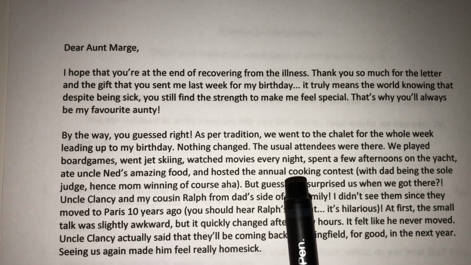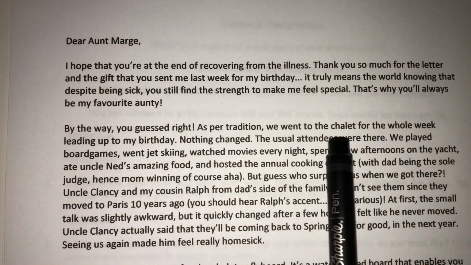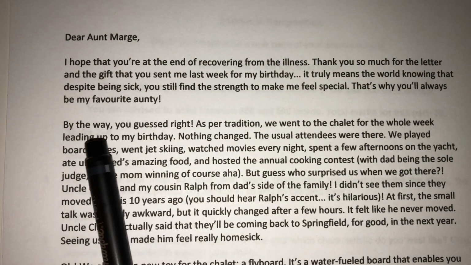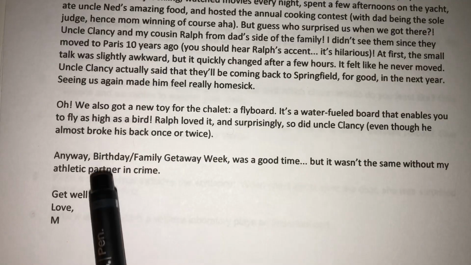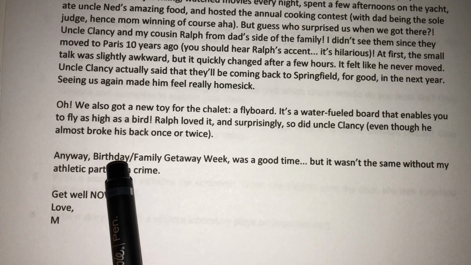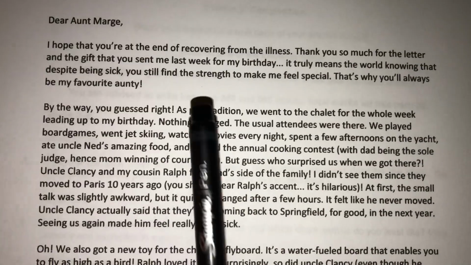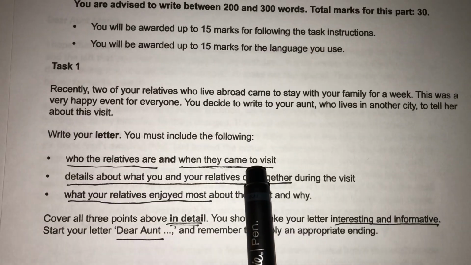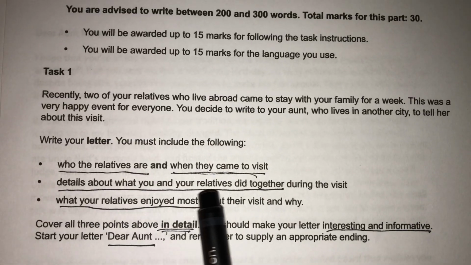Okay, and next thing is when they came to visit. Okay, I say they came to visit, right? You guessed right, we went to the chalet for the whole week leading up to my birthday. So they came for my birthday, they came for the birthday/family getaway week. Okay, so when they came to visit, that's when. Details about what you and your relatives did together.